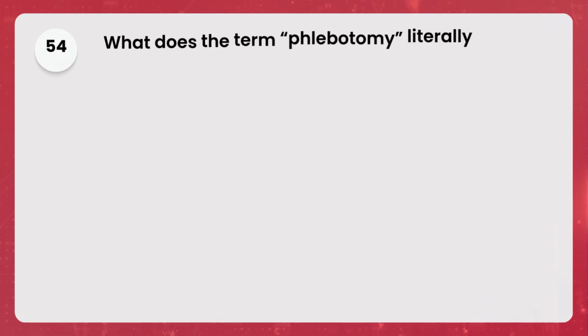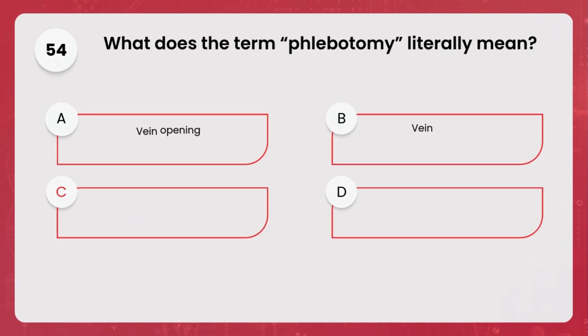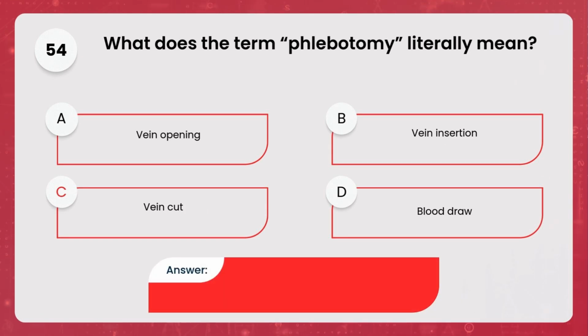Number 54. What does the term phlebotomy literally mean? A, vein opening. B, vein insertion. C, vein cut. Or D, blood draw. The answer is C, vein cut.